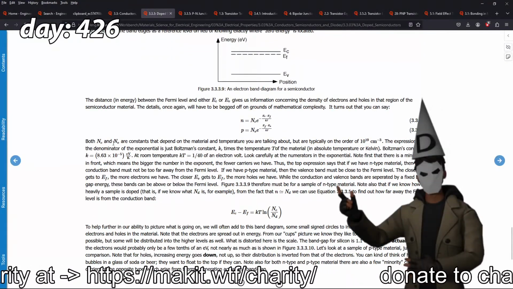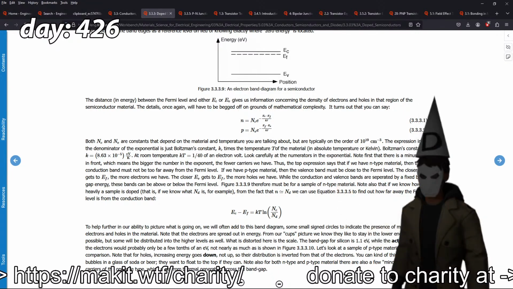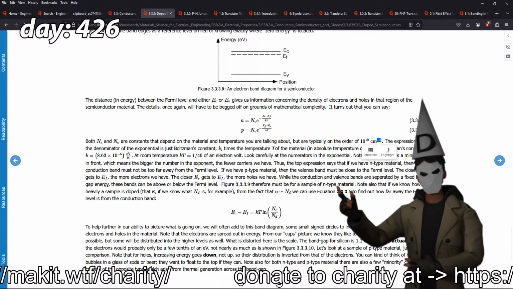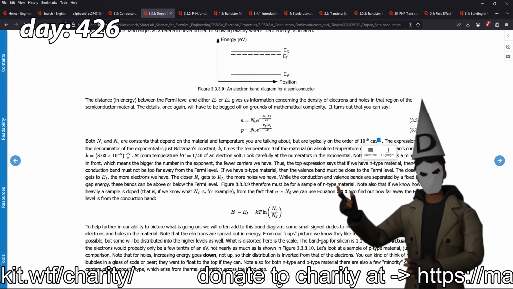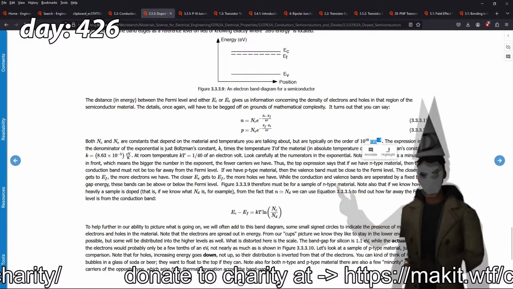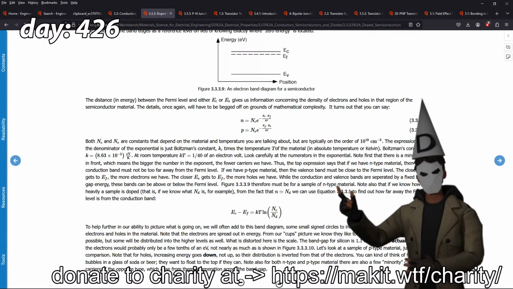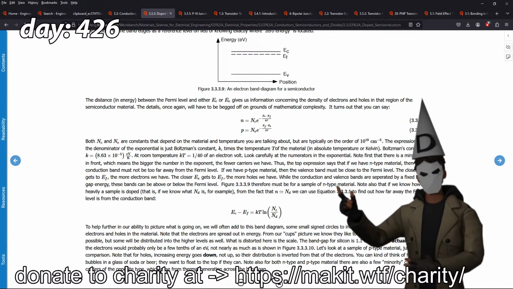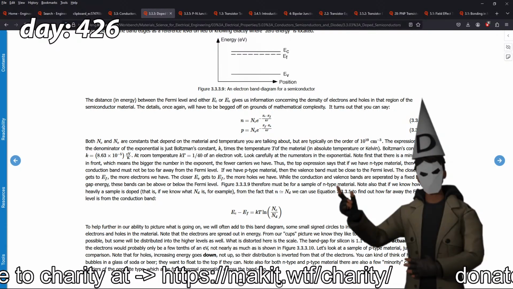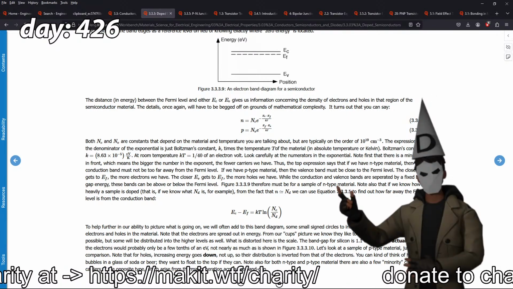Depending on the material and temperature you are talking about, but they are typically of the order 10 to the 19 per centimeters cubed. That's basically the opposite of a volume. This is inverse volume. I've never seen inverse volume. What a wild unit. Okay, the expression in the denominator. I mean, it makes sense, but still comical. The expression in the denominator of the exponential is just the Boltzmann constant k times temperature T of the material.